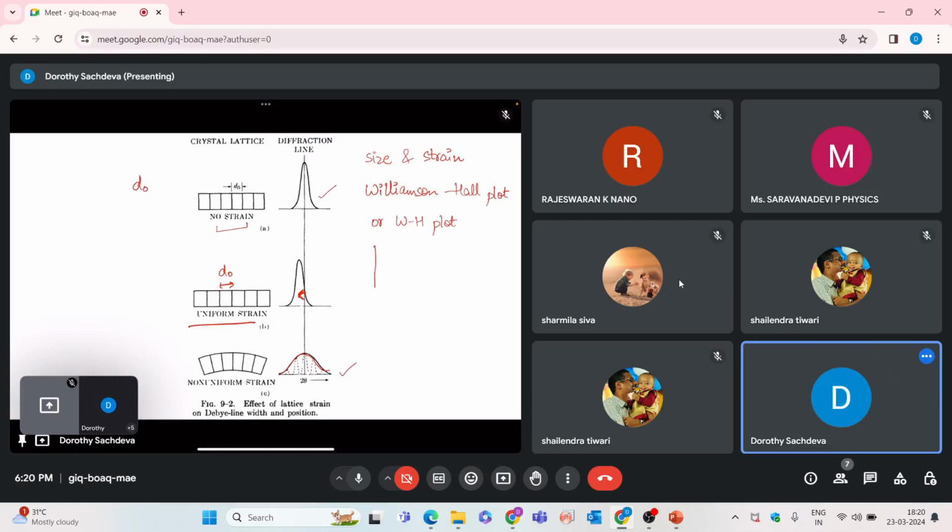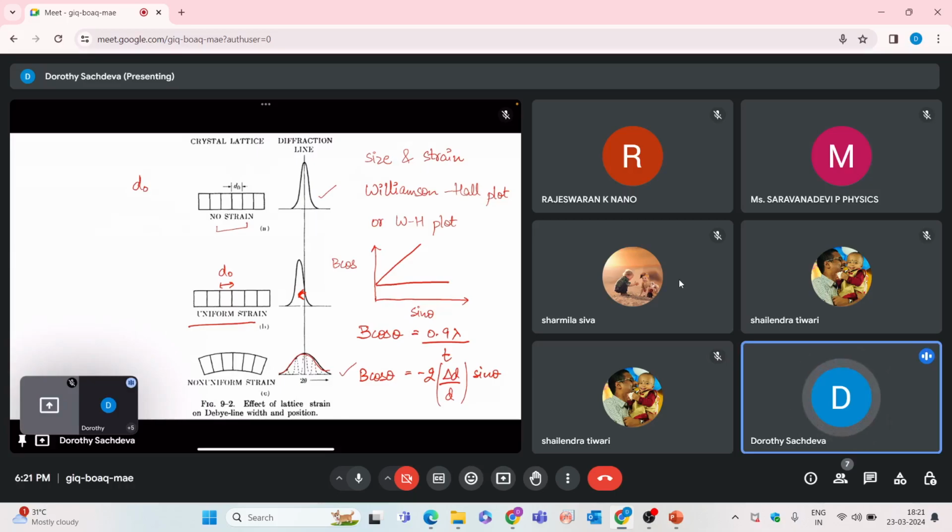Here we plot a graph between B cos theta and sin theta. While considering both the size and strain components, you can have for a single component a peak like this or like this. You can have the equations of B cos theta for size as 0.9 lambda divided by T, and for strain you have B cos theta is equal to minus 2 delta D divided by D into sin theta.